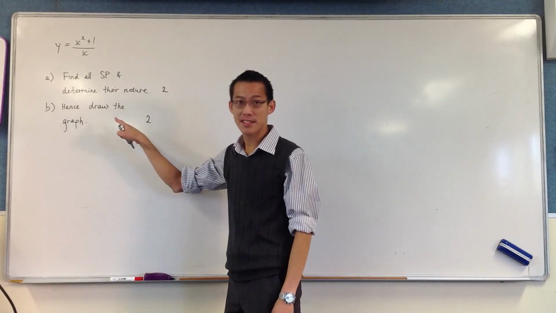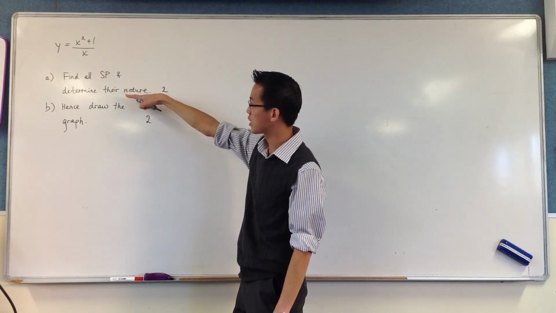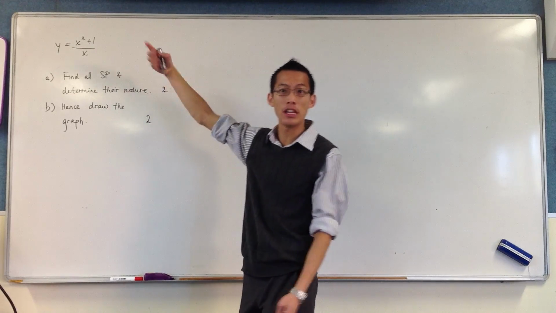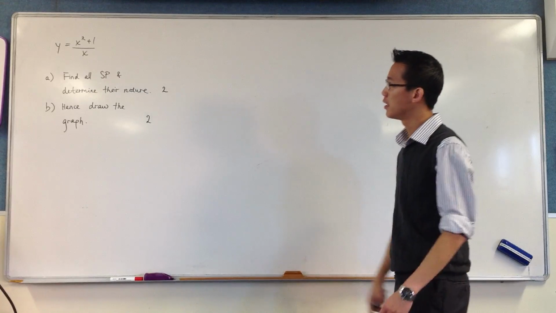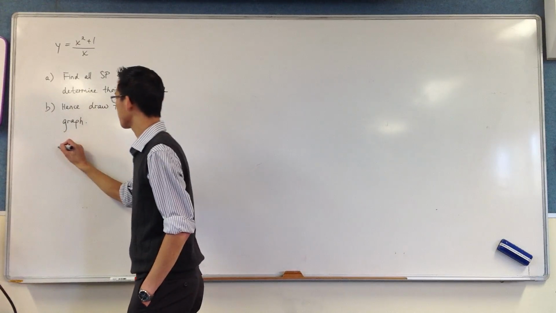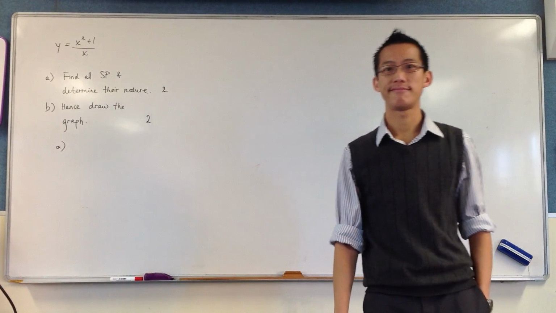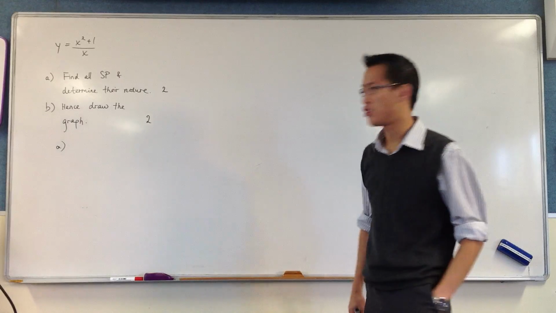See how it says hence? So even though it's only worth 2 marks, they're expecting you to include all of the things from earlier parts of the question. Alright? So let's give this a go, shall we? Find all stationary points. What do I need to do to find stationary points? I've got to differentiate, okay?